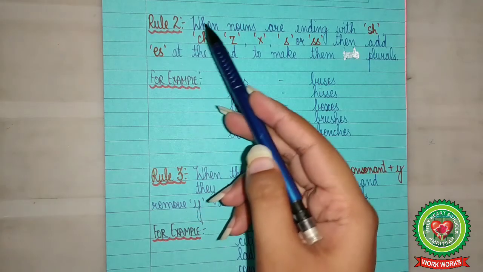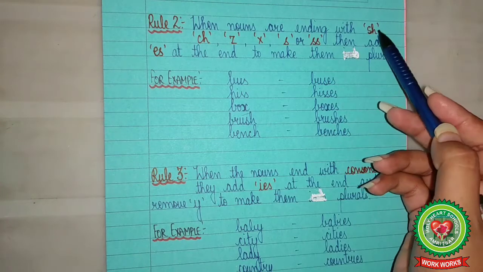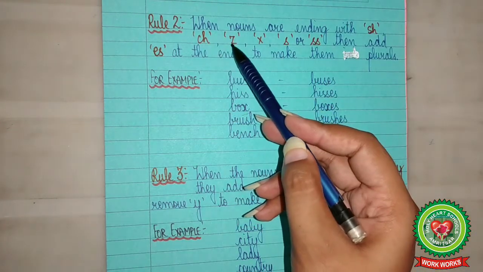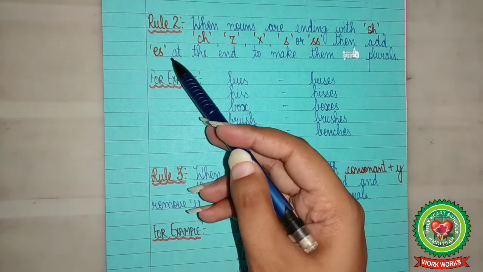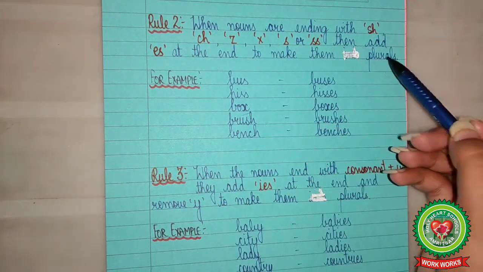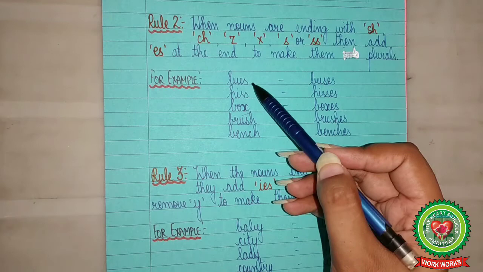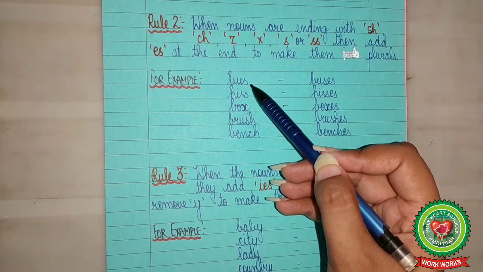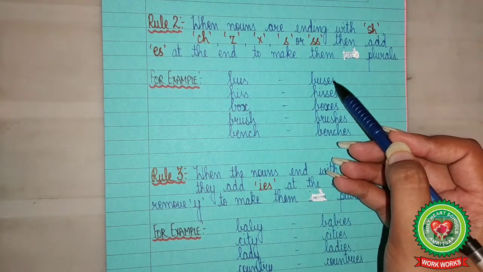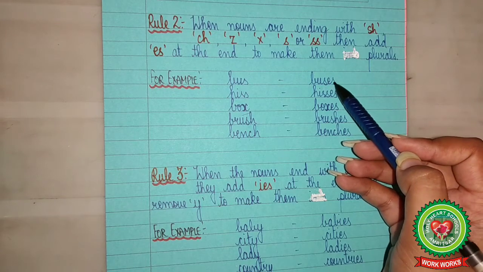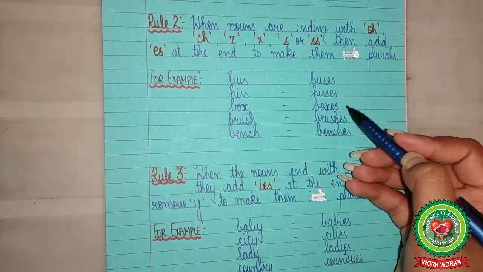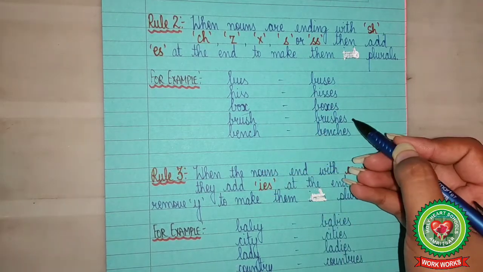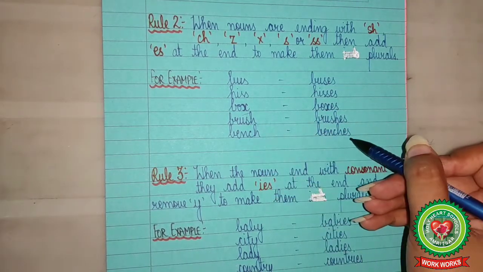Rule 2 says when nouns are ending with sh, ch, z, x, s or ss, then add es at the end to make them plurals. For example, bus, it ends with s, so we will add es at the end. So it changes to buses. Dish changes to dishes, box changes to boxes, brush changes to brushes, and bench changes to benches.